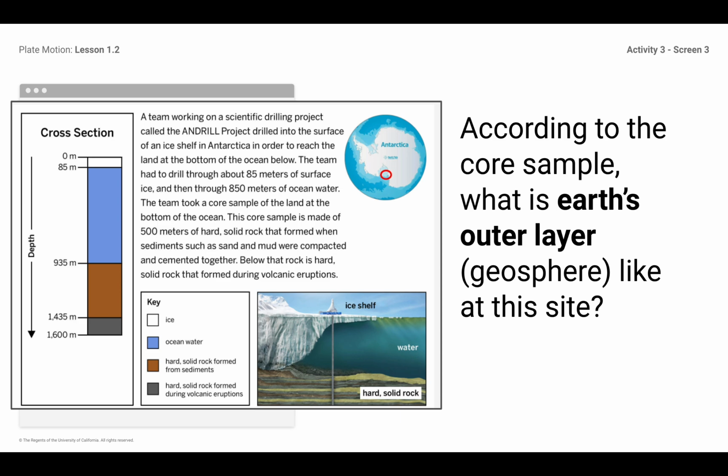And you can see from 0 meters to 85 meters, they had to drill through ice. And so you just see that ice. And then from 85 meters to 935 meters, it's blue. That's the ocean water. But then you get down to the hard solid rock formed from sediment. That's from 935 meters to 1435 meters. And then underneath that, what do you get? Hard solid rock formed during volcanic eruptions. So, for the fourth time, according to this core sample, what is Earth's outer layer, or the geosphere, like at this site? And of course, it's made of hard, solid rock.